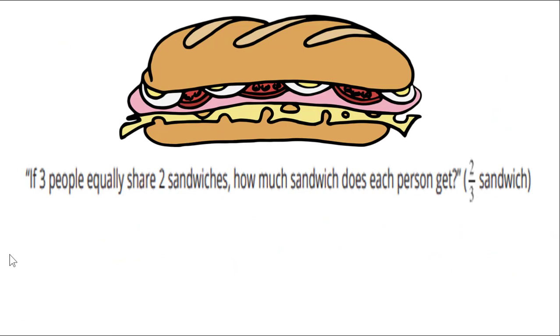So today we thought about situations where a group of people shares different numbers of things equally. If 3 people equally share 2 sandwiches, how much sandwich does each person get? Well, they get 2 out of 3 sandwiches. Let's draw that out. This is my groups. This is my total. So that means I have 2 divided by my 3. 2 sandwiches.